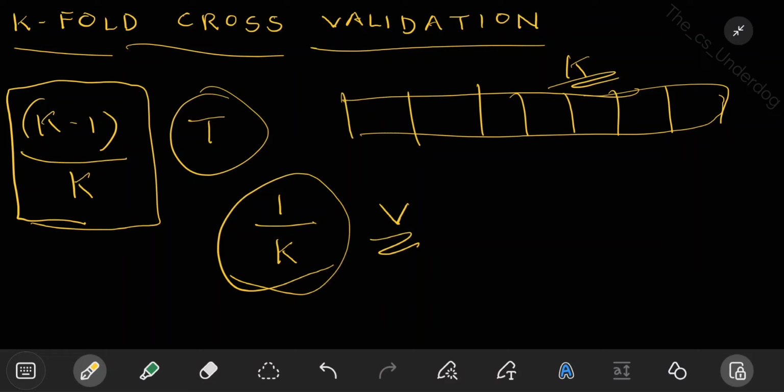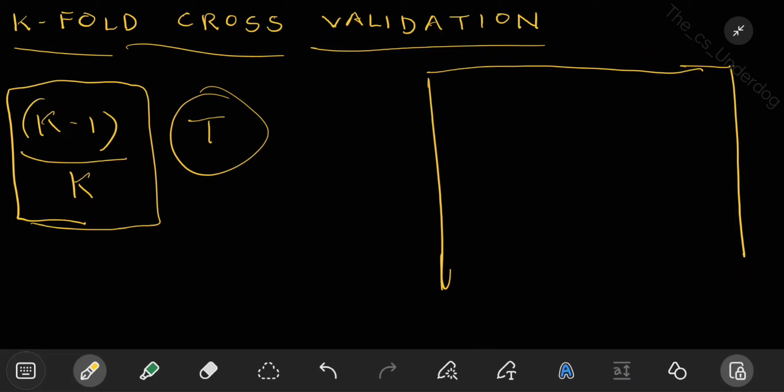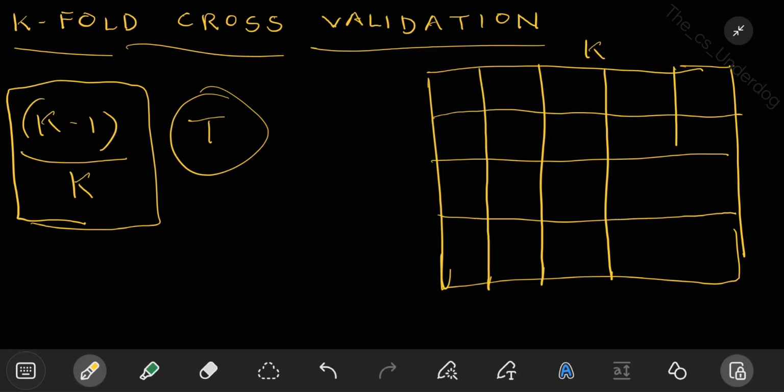But here you will have this doubt: if I'm using only 1 by k for validation, isn't the validation data too small? So there is a small technique that you use here. I'll show this in a table, then it will be very easy to understand. Let us say this is my table. This is my run 1, run 2, run 3 and run 4. And say I am splitting the data into k different parts. This is my first part, second part, third part, fourth part, fifth part. These are totally k different parts. Here let us say k is 5.